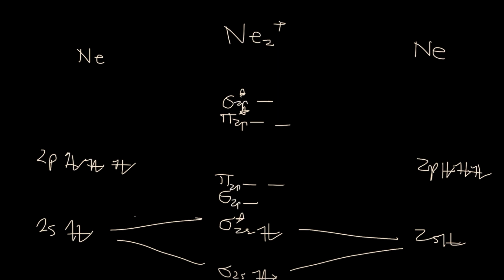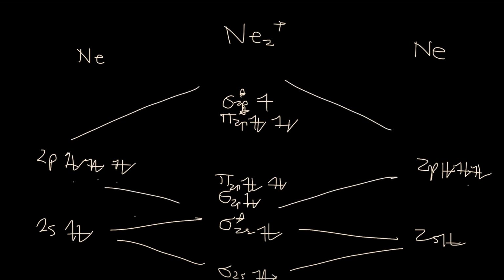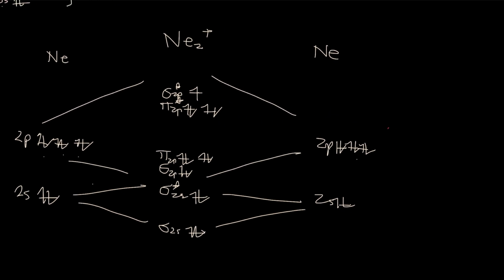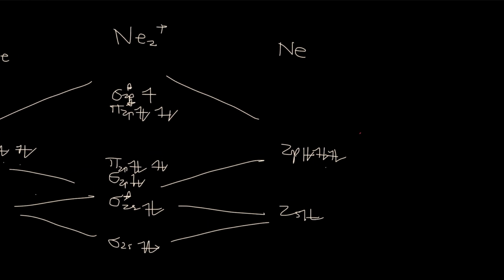Okay, now how many electrons do we have for 2 neons? We have 2, 4, 6, 12. But because this is neon plus, that means it lost 1 electron. So instead of drawing 12 electrons in here, we're only going to draw 11. And that is the molecular orbital diagram for diatomic neon plus.